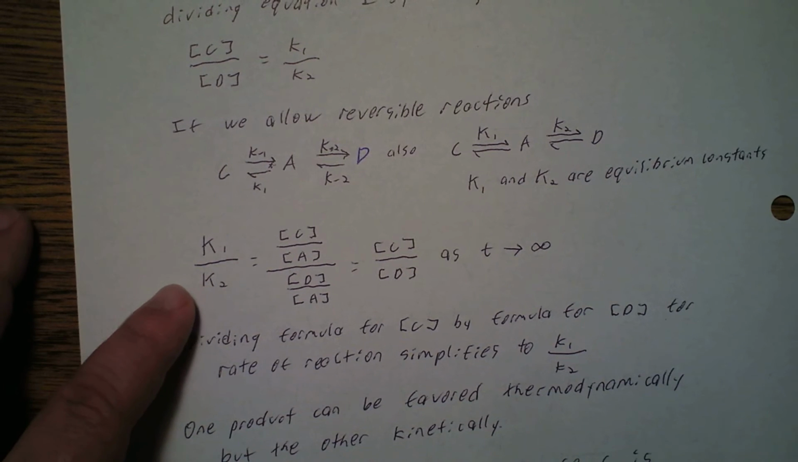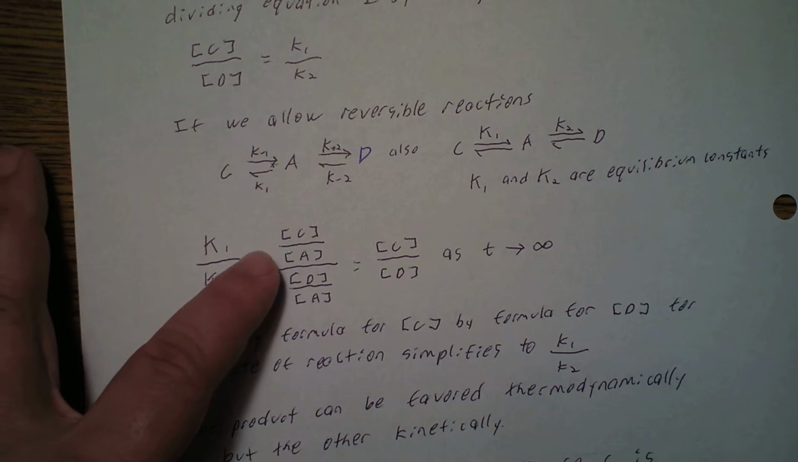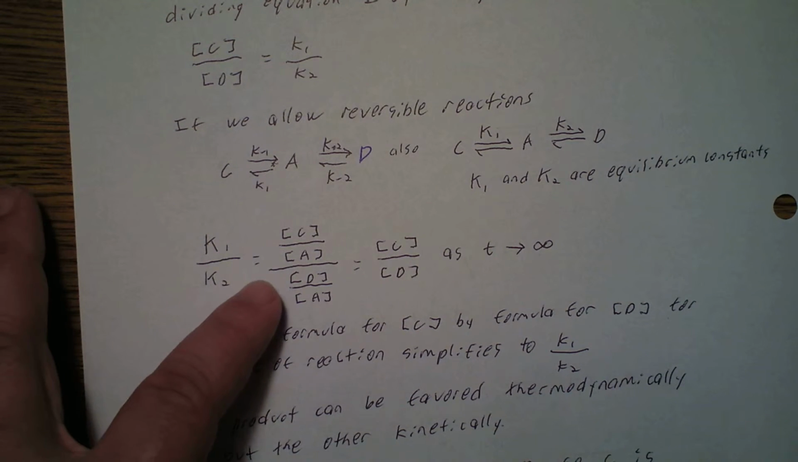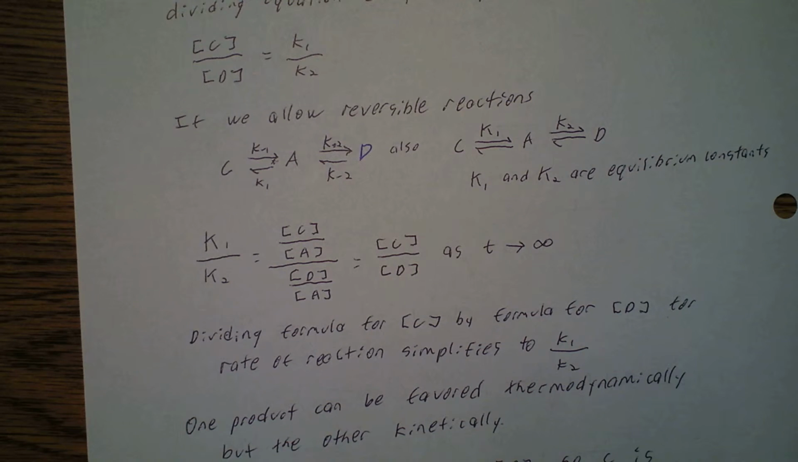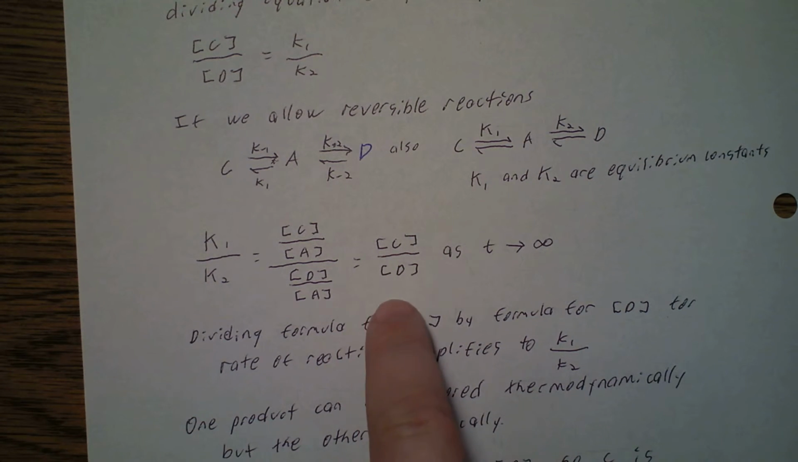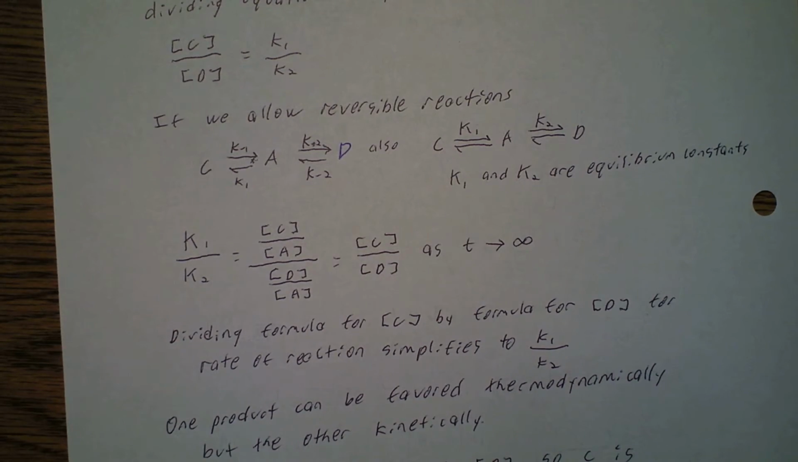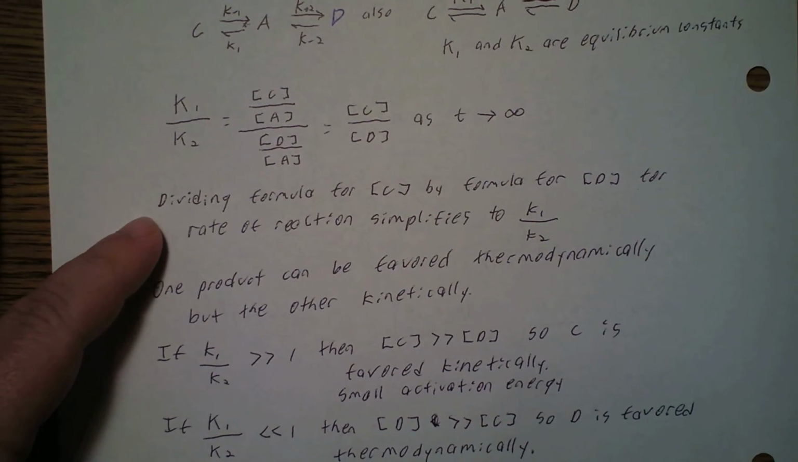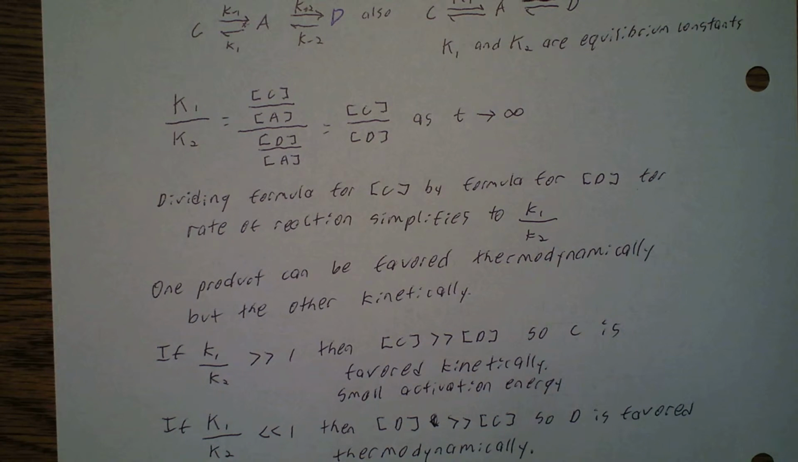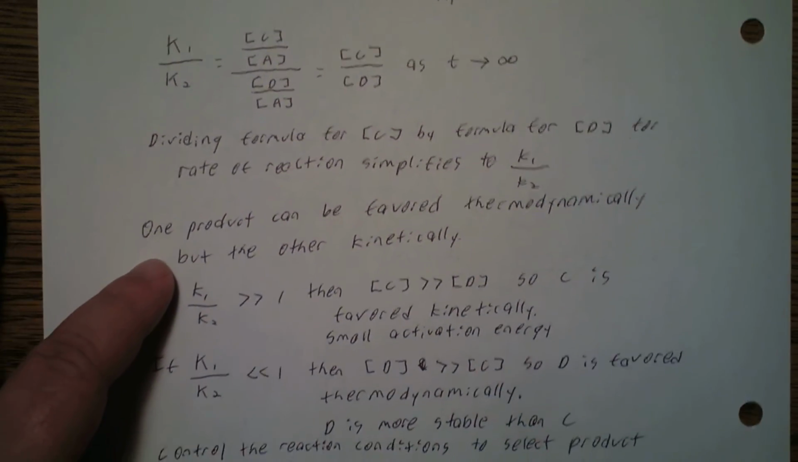Now if we have K1 over K2, is that equal to the concentration of C divided by the concentration of A, divided by the concentration of D divided by the concentration of A? The A's cancel out, so you just get the concentration of C divided by the concentration of D as time approaches infinity, so that you're almost at equilibrium. So dividing the formula for the concentration of C by the formula for the concentration of D for the reactive reaction simplifies to just k2 over k1.